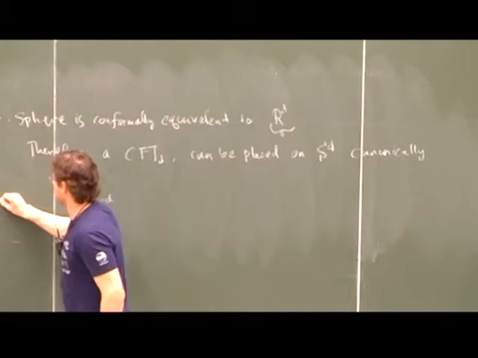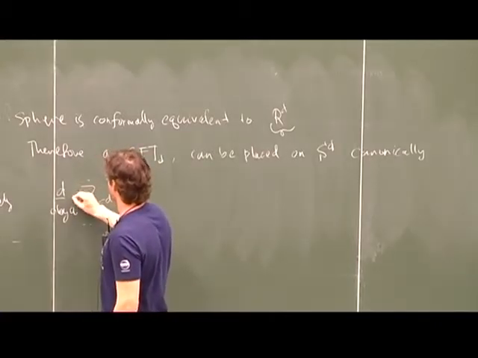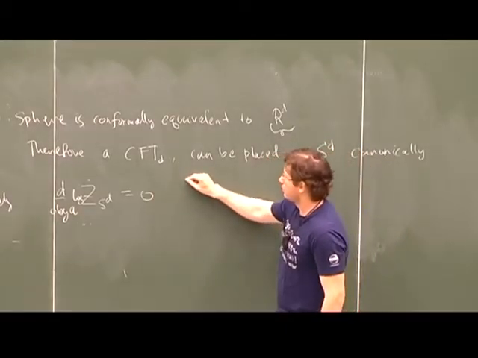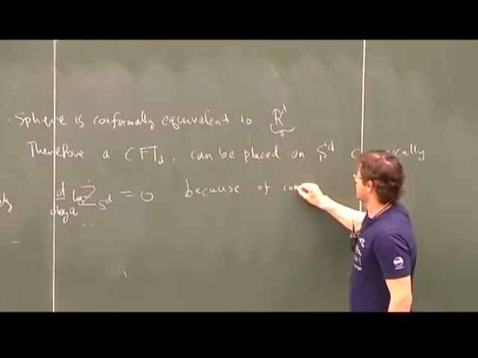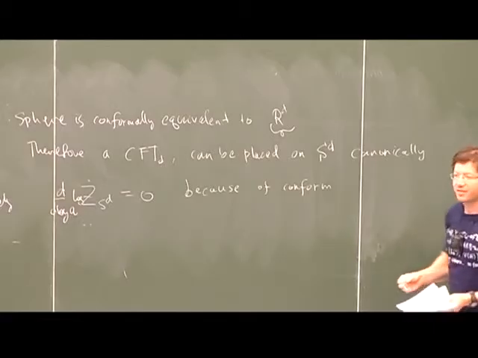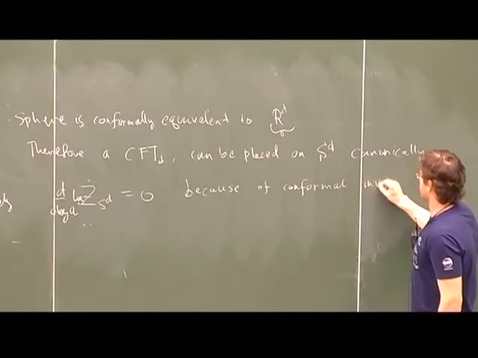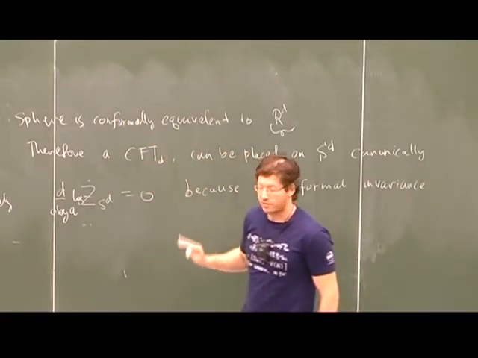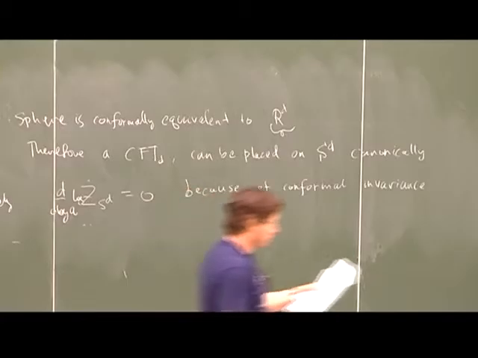So naively, if you took the logarithmic derivative with respect to the radius a of the logarithm of Z, you would have expected to get zero. This is just naively, because of conformal invariance, essentially. How can it know whether it's a sphere of radius 1 or radius 2, given that there is no mass scale? How can you distinguish radius 1 from radius 2? But in reality, this is non-zero because of the trace anomaly. So let us do the computation. Let us do the more careful computation.